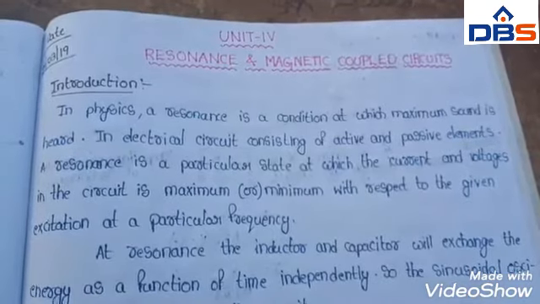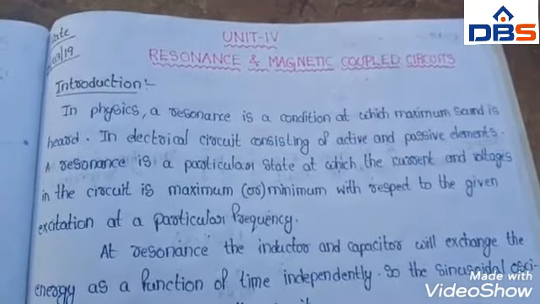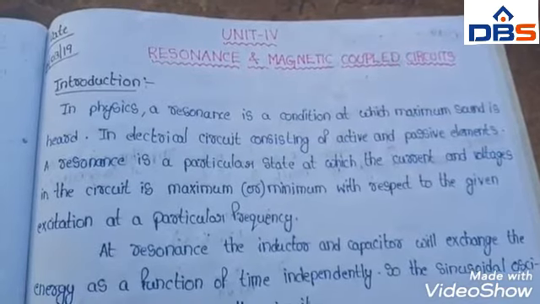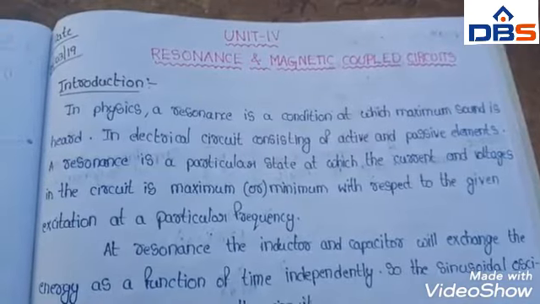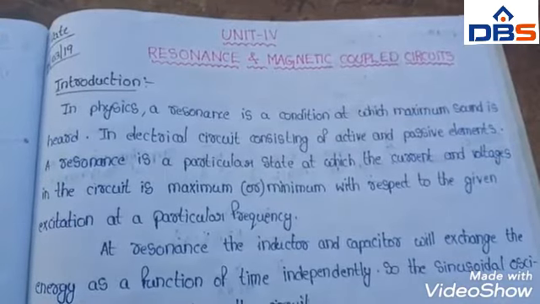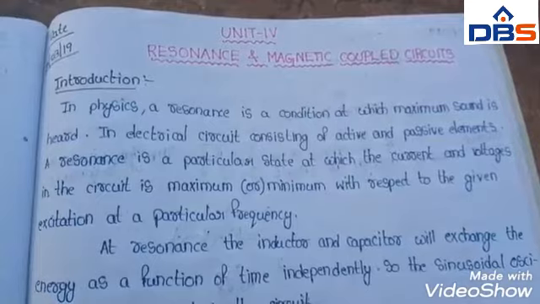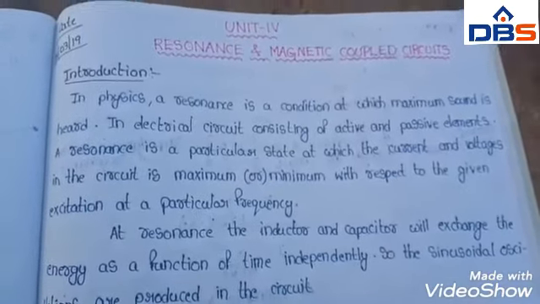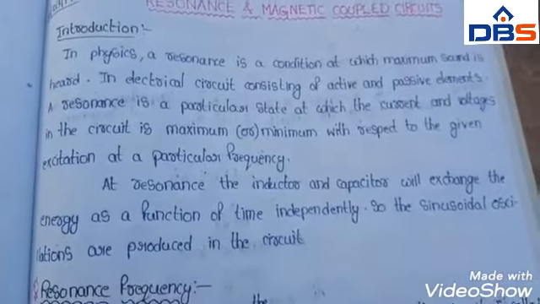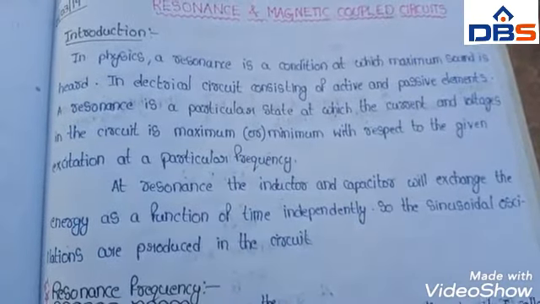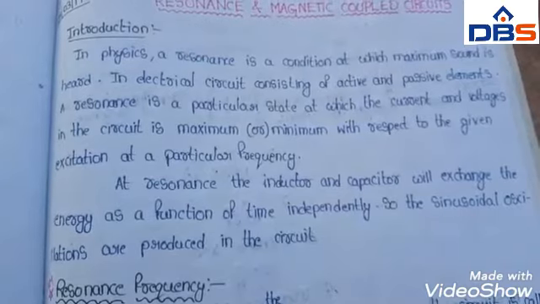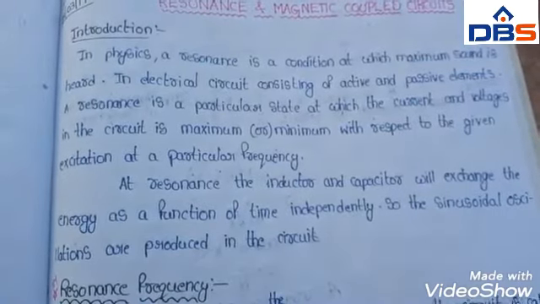So resonance is a particular state at which current and voltages in the circuit will be maximum or minimum with respect to the given excitation. At resonance, the inductor and capacitor may exchange the energy as a function of time independently. That may result in sinusoidal oscillations, or a sinusoidal waveform will be produced.